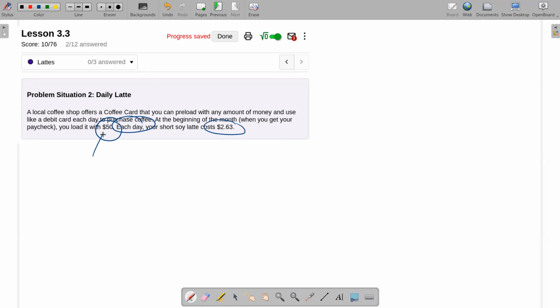Okay, so here's what I'm thinking. I'm thinking the 50, that's my starting value, right? We're starting with 50 bucks. So that's like our b, our y-intercept. And then the cost each day, that's a per day thing. That's got to be my slope. So the trick in these problems is looking at them and saying, okay, which numbers here represent slope type numbers, which numbers are like starting points. So I think that's my m. And I'm paying out for that. So my m is a negative 2.63.